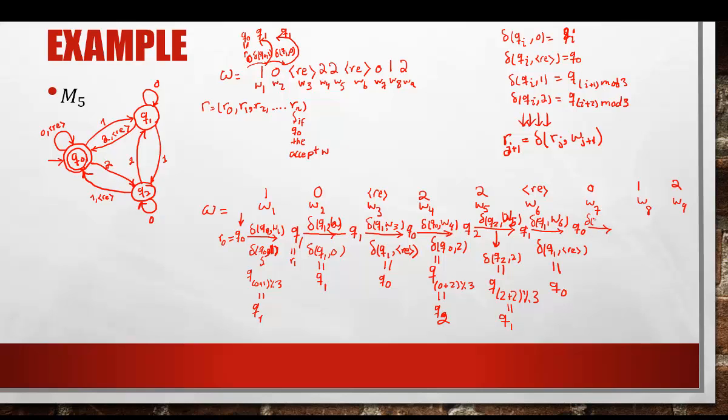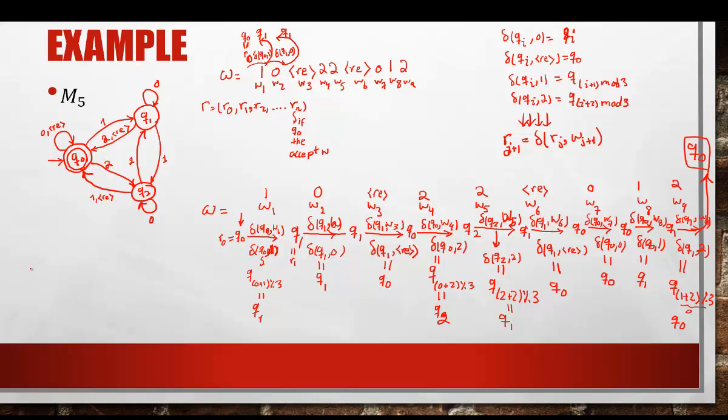Then delta of Q sub 0, comma, W sub 7, which is delta of Q sub 0, comma, 0, which is equal to Q sub 0. So this is Q sub 0. Next, we'll do delta of Q sub 0 and W8, which is delta of Q sub 0 and 1, which is Q sub 1. And finally, we do delta of Q sub 1 and W sub 9, which is 2, which is equal to Q sub 1 plus 2 mod 3, which is Q sub 0. So this element, the last state, is Q sub 0.